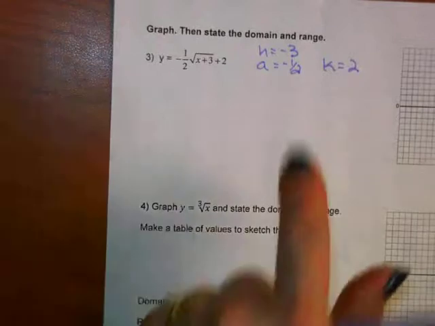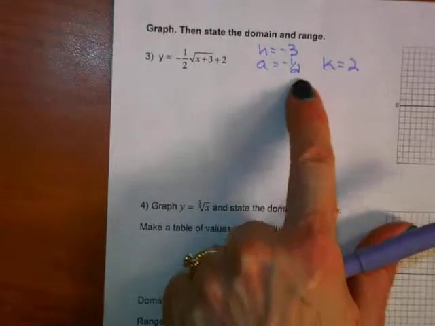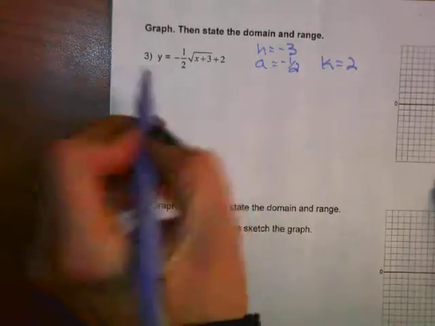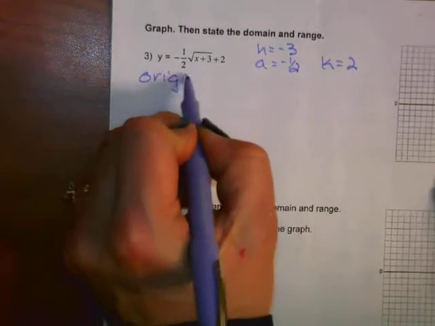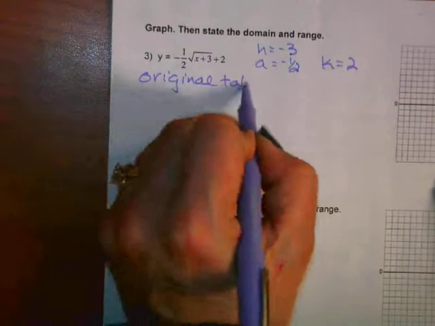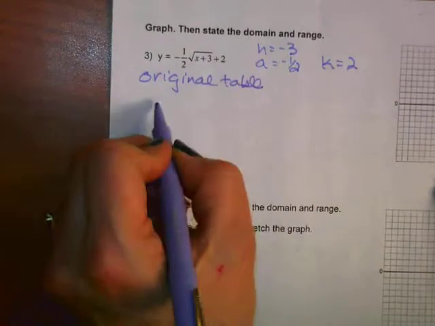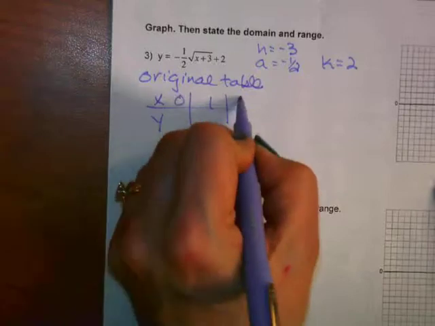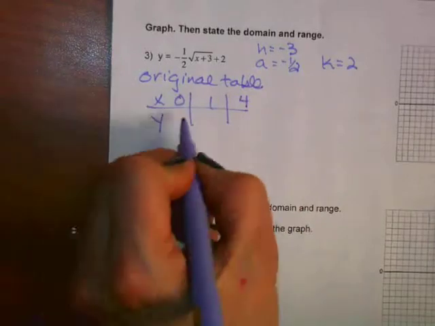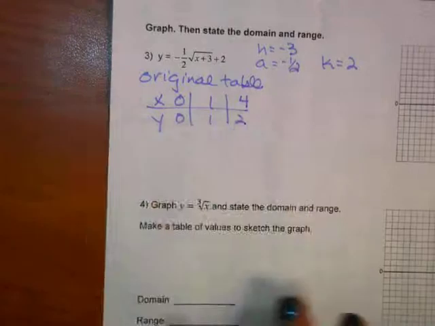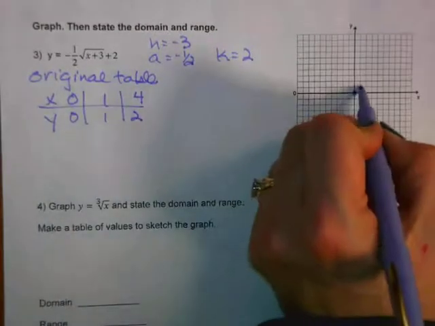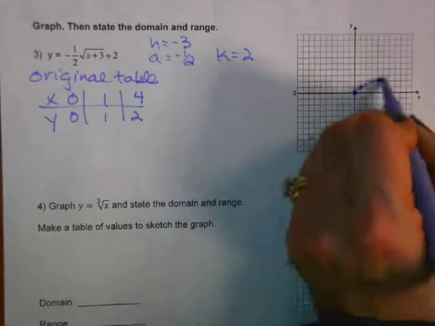All right. H is -3, a is -1/2, and k is 2. So let's make our original table. X, Y: 0, 1, 4, always 0, 1, 4, and y is 0, 1, 2. Graph that. There's my parent function.